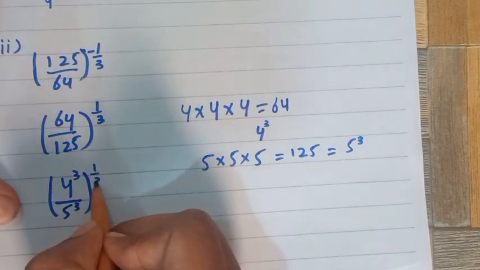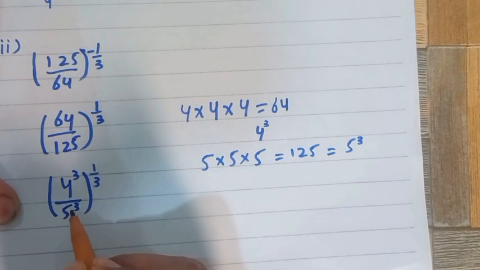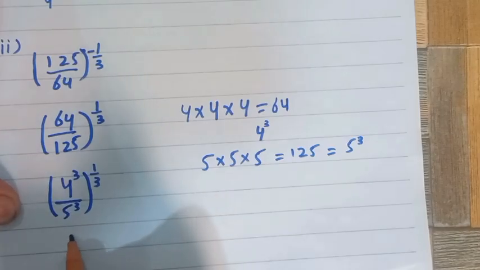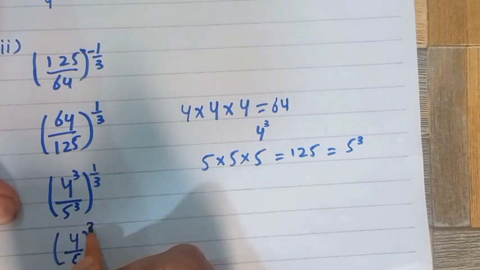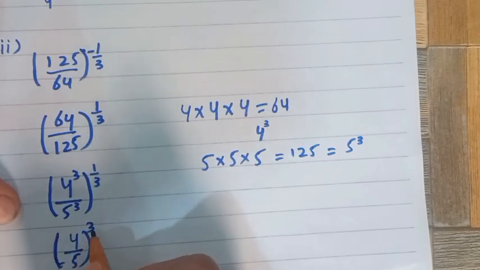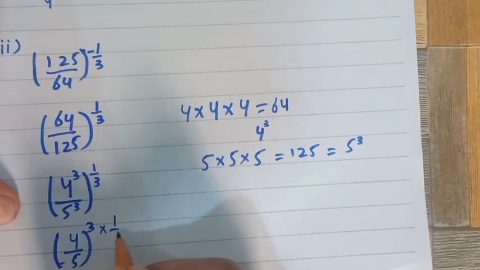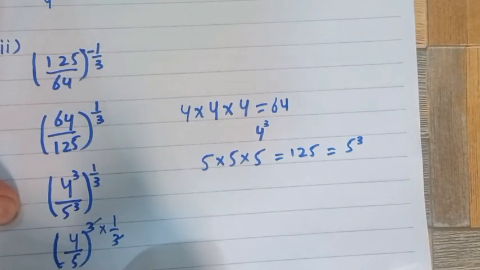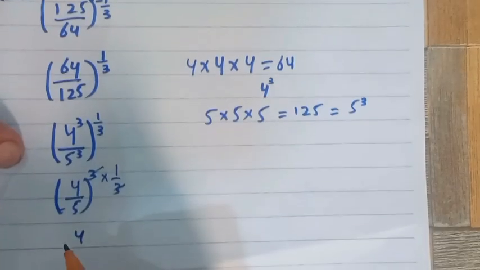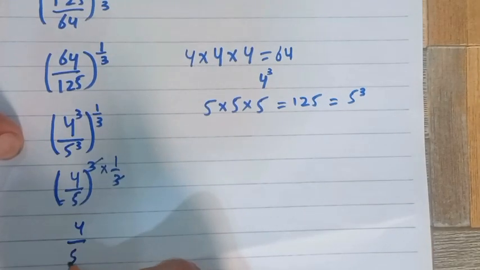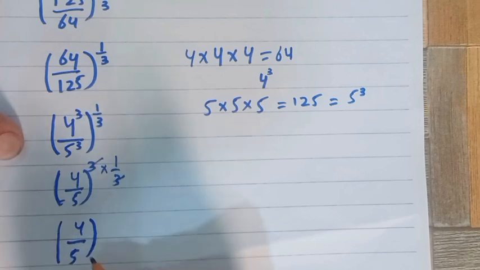This will be power 1 over 3. So 4 cube over 5 cube, you can make it bracket power cube. Means this cube is on both. It is simplified with power 1 over 3. These both will be cut. So 4 over 5 is my answer.